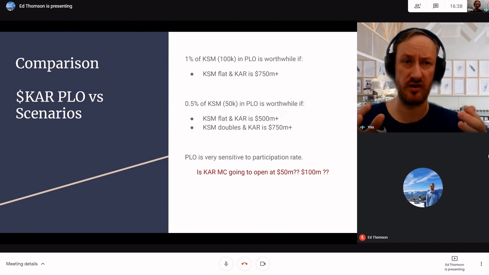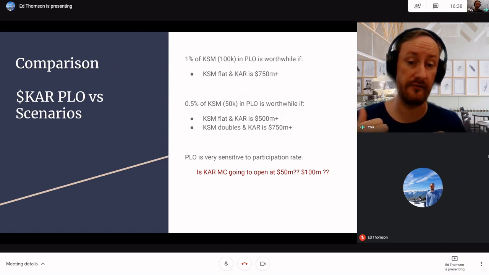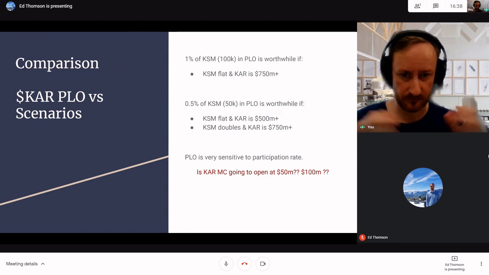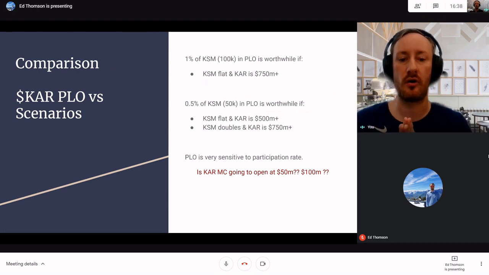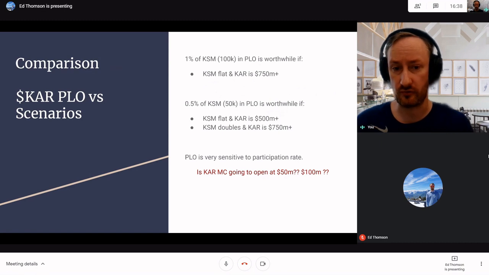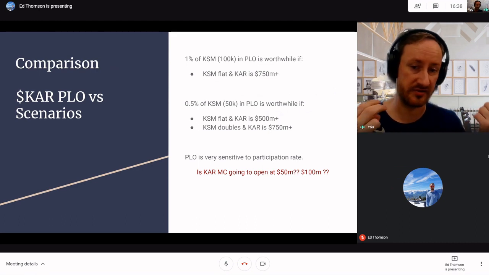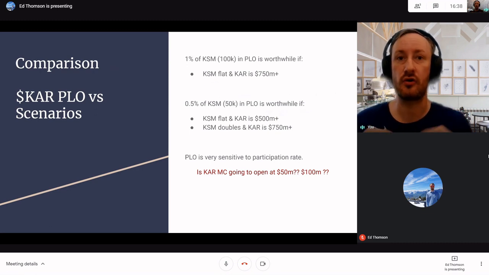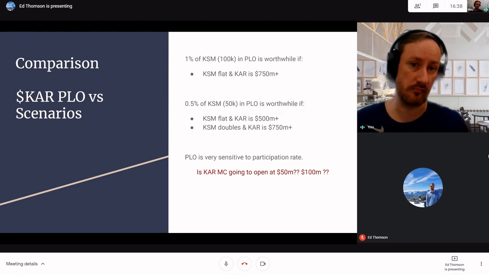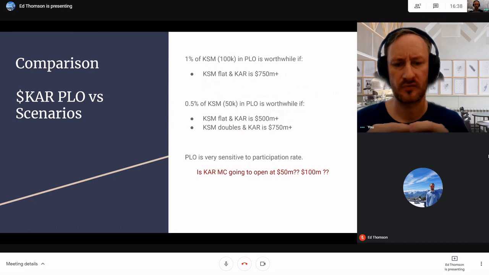Otherwise, if the participation rate was 0.5%, so 50,000 KSM is chasing it, then the PLO is worth it if either KSM is flat, so no price appreciation, and the market cap is 500 million or more. You could also have KSM doubling, so going 2x, and in that situation where I've said half a percent of KSM is chasing the PLO, KSM can also double, and the Karura market cap is 750 million or more. Obviously, if your KSM are locked up, then they appreciate in price. So that was factored into the scenario as a total reward whenever I was doing my scenario testing.